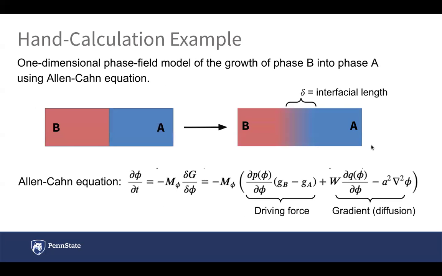Okay, now we'll do a simple hand calculation demonstrating how the Allen-Cahn equation is used to model phase field. We present a simple system of two phases. Here we have a system of two phases with an interface. The delta here represents the interfacial length. Then the Allen-Cahn equation has the driving force, and the gradient, which is just the diffusion of the system from one phase to another.